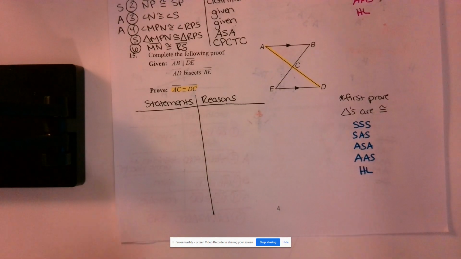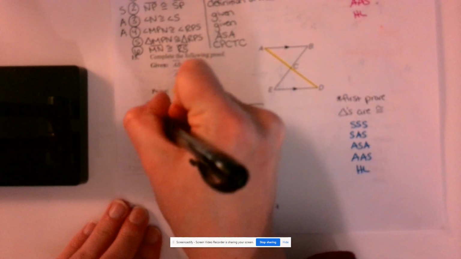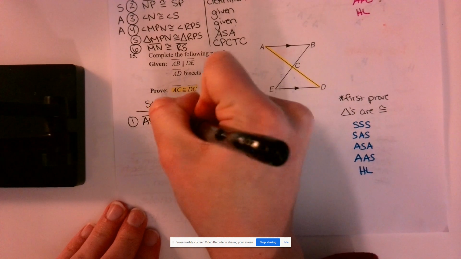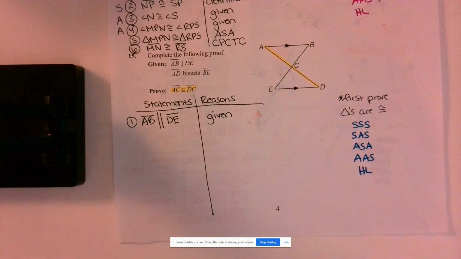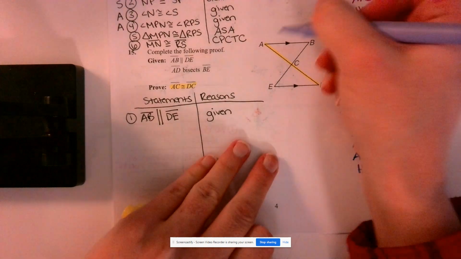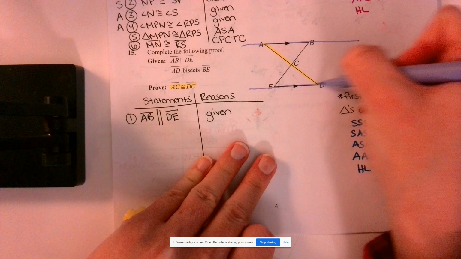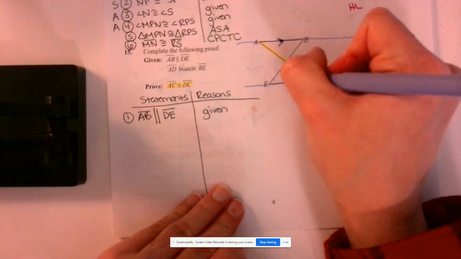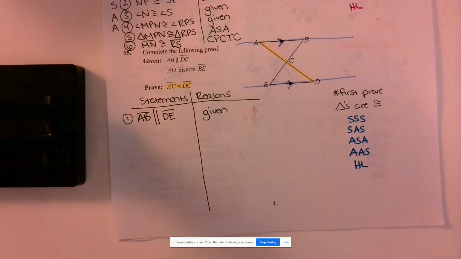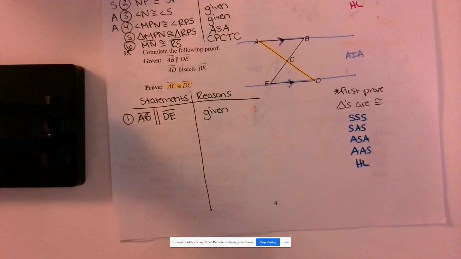So let's start with our first given. We are told that line segment AB is parallel to line segment DE. Let's go ahead and work with that and see how that helps us. So here's line segment AB. I'm going to extend it. And here's line segment DE. Remember, parallel lines help us find pairs of congruent angles. We're going to be looking for a pair of alternate interior angles on these parallel lines.